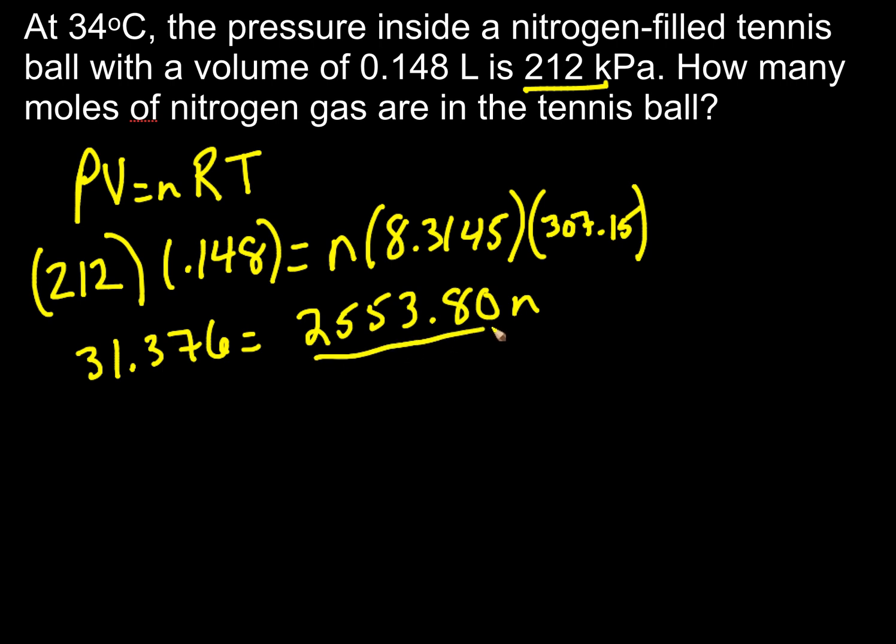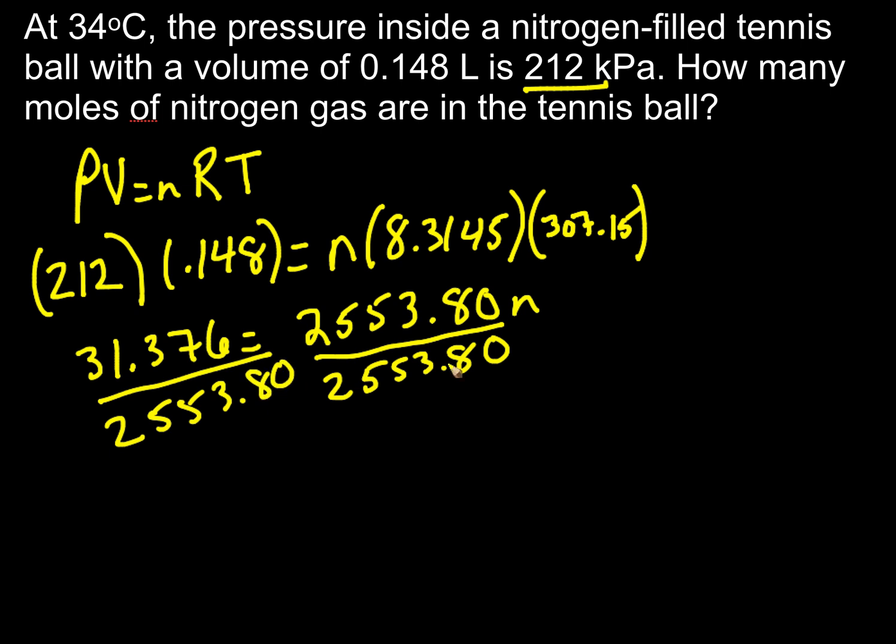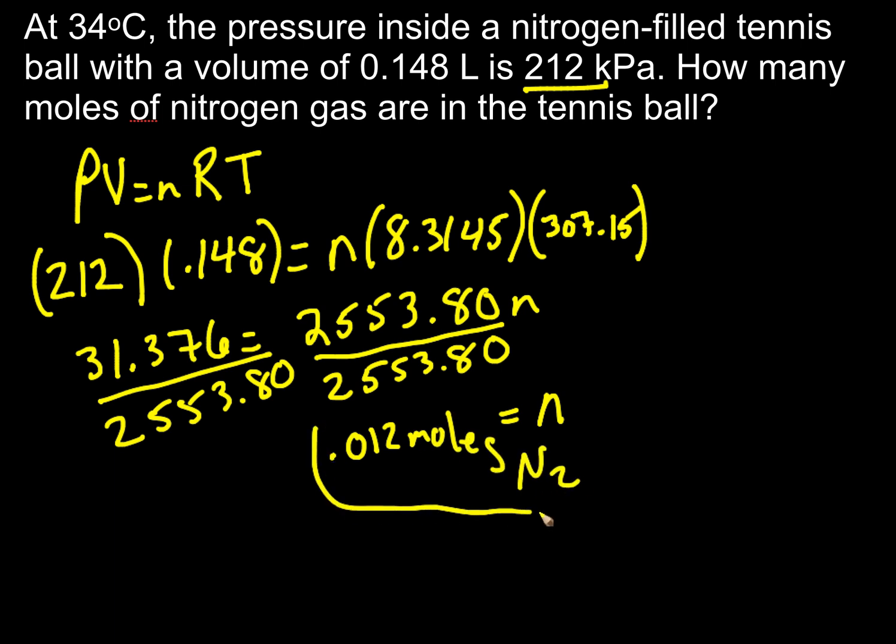So how are we going to get n by itself? Divide by 2,553.80 on both sides. And we get 0.012 moles of nitrogen gas.